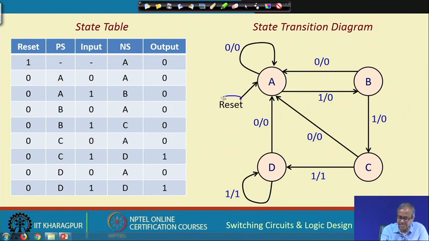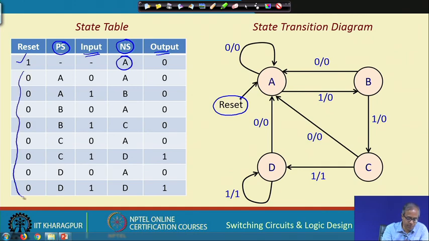Let us assume that there is a reset input. So, when the reset input is 1, see here we are talking about present state, next state, the applied input and the output. So, whenever reset is activated, irrespective of what the present state is, the next state will be A, that means you will be going to A and the output is 0.